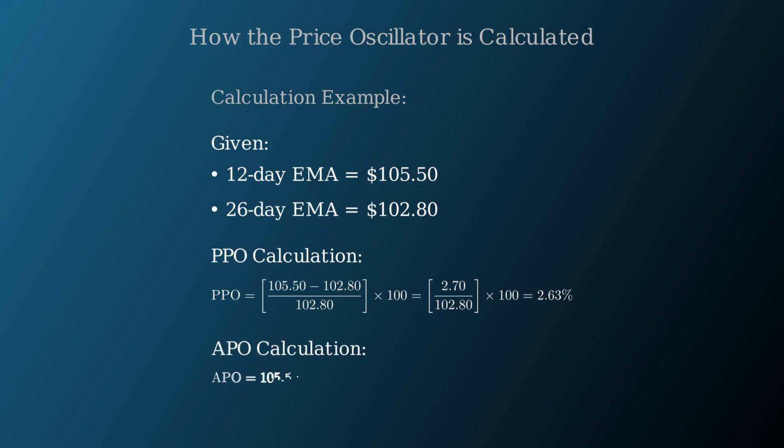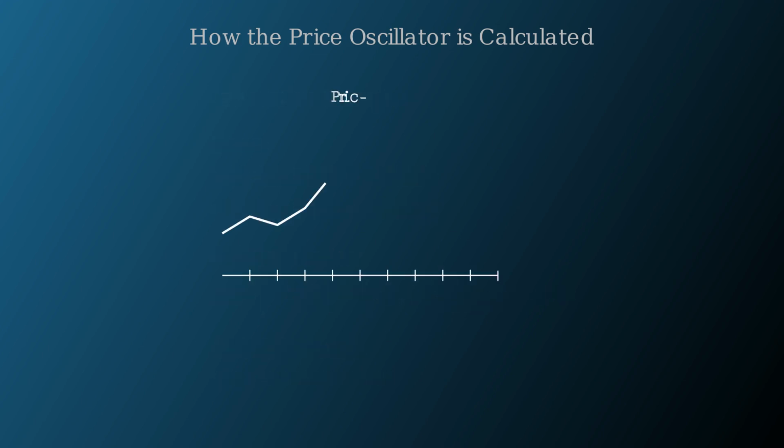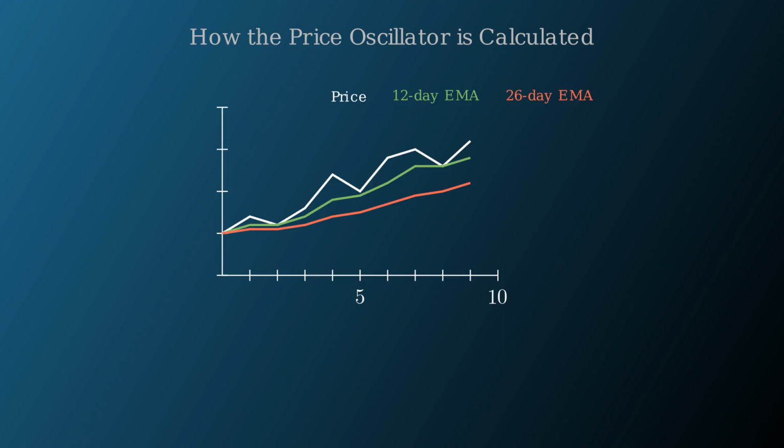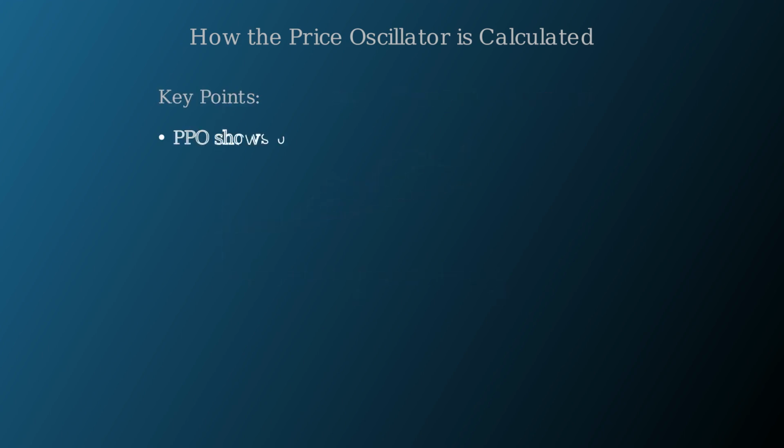The APO calculation is more straightforward. We simply subtract the long-term EMA from the short-term EMA, giving us 2.7. Visually, we can see how the oscillator represents the relationship between these two moving averages. The price oscillator measures the distance between these two EMAs. When the short-term EMA is above the long-term EMA, the oscillator is positive, indicating bullish momentum. Remember these key points about price oscillators.